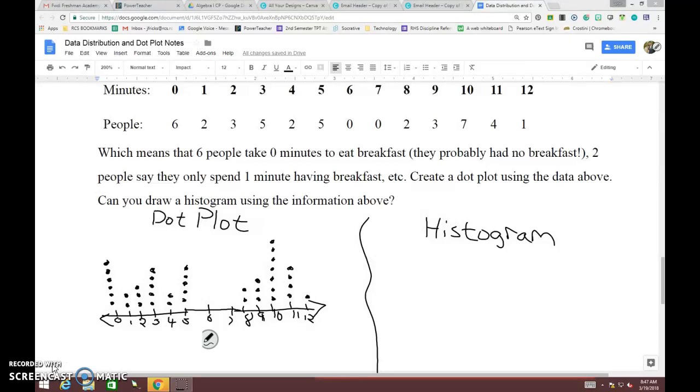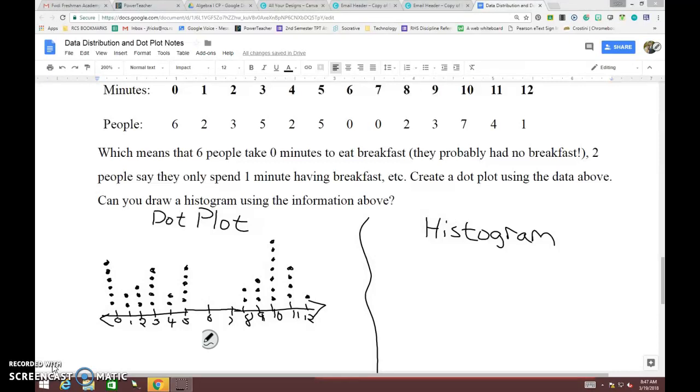2 people that ate 8 minutes, and 3 people that ate 9, 7 people who said 10, 4 people who said 11, and then 1 person who ate 12. So you can see how we labeled it out all the way through here. Now here's the cool thing about a dot plot, okay? And even a histogram. With a dot plot, we can determine the type of data distribution.